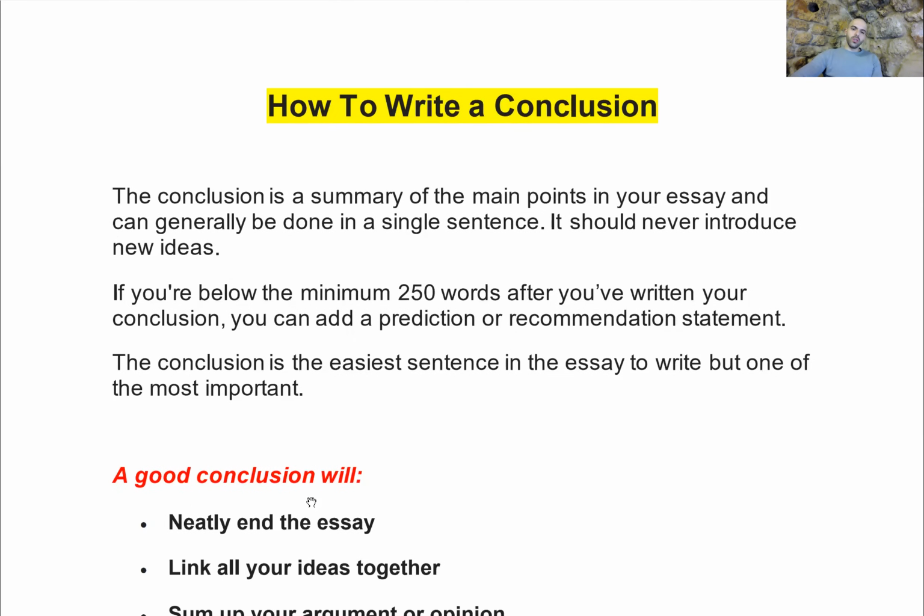How to write the conclusion? The conclusion is a summary of the main points in your essay and can generally be done in a single sentence. It should never introduce new ideas. No new ideas. Remember this. If you are below the minimum 250 words after you have written your conclusion, you can add a prediction or recommendation statement. The conclusion is the easiest sentence in the essay to write, but one of the most important.